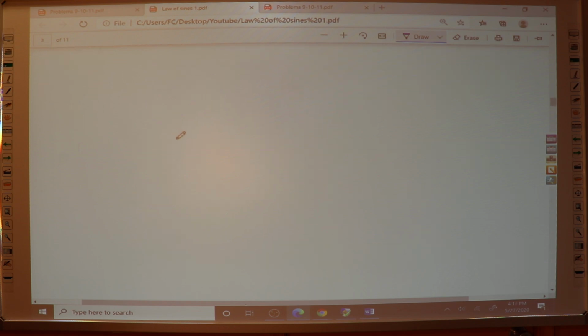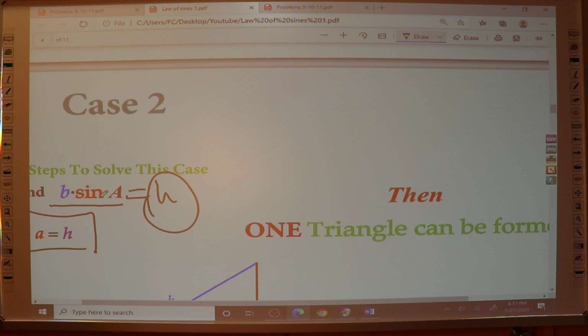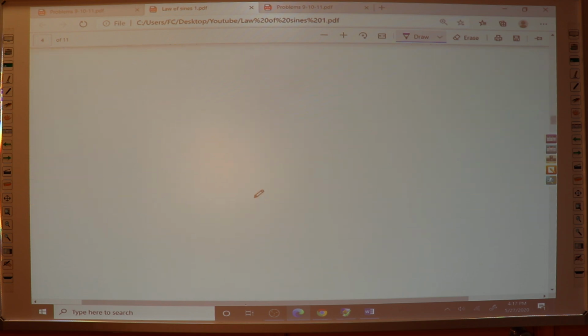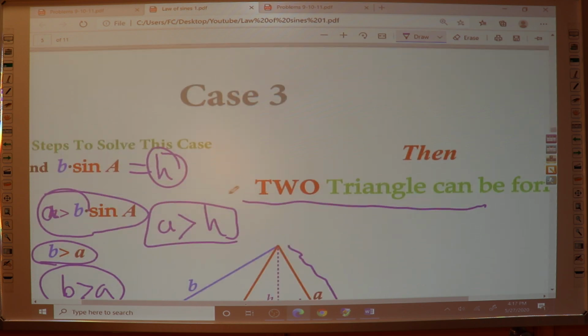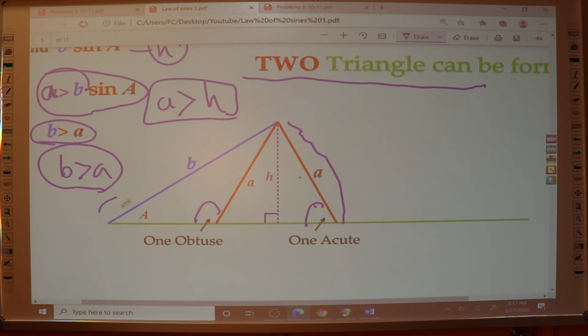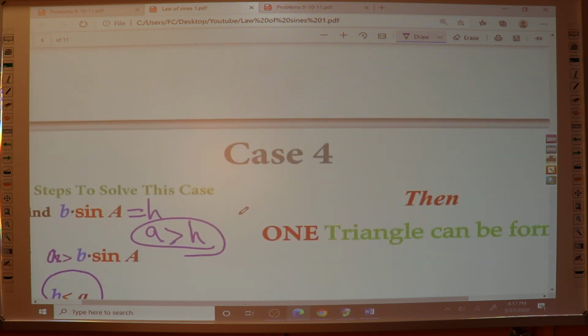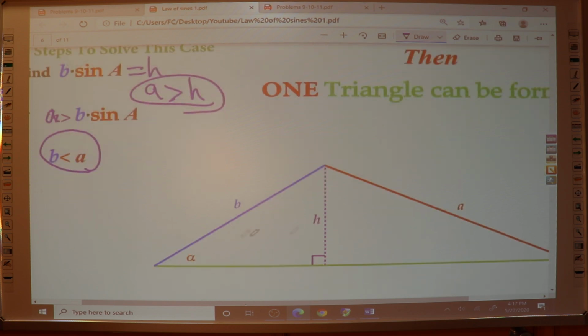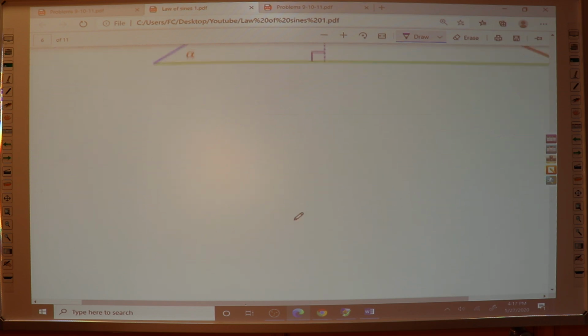Okay. The case 2, we said B is equal to H, which is a right triangle. Case 3, A is greater than H, but A is less than B. Two triangles. Last case, A greater than H and A greater than B is one triangle.